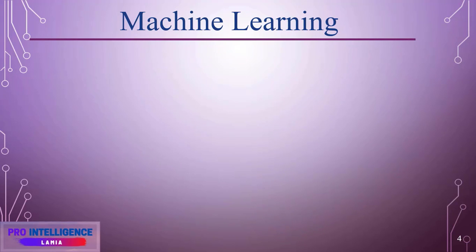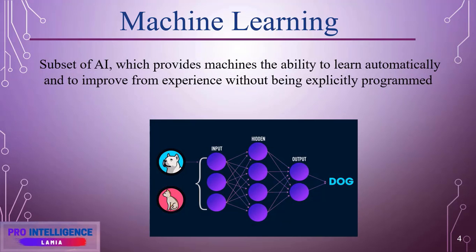As for machine learning, it is a subset of artificial intelligence which provides machines the ability to learn automatically and to improve from experience without being explicitly programmed. In this example, the program will decide the input it is a dog or a cat. How exactly machine learning works will be explained in details in upcoming videos.